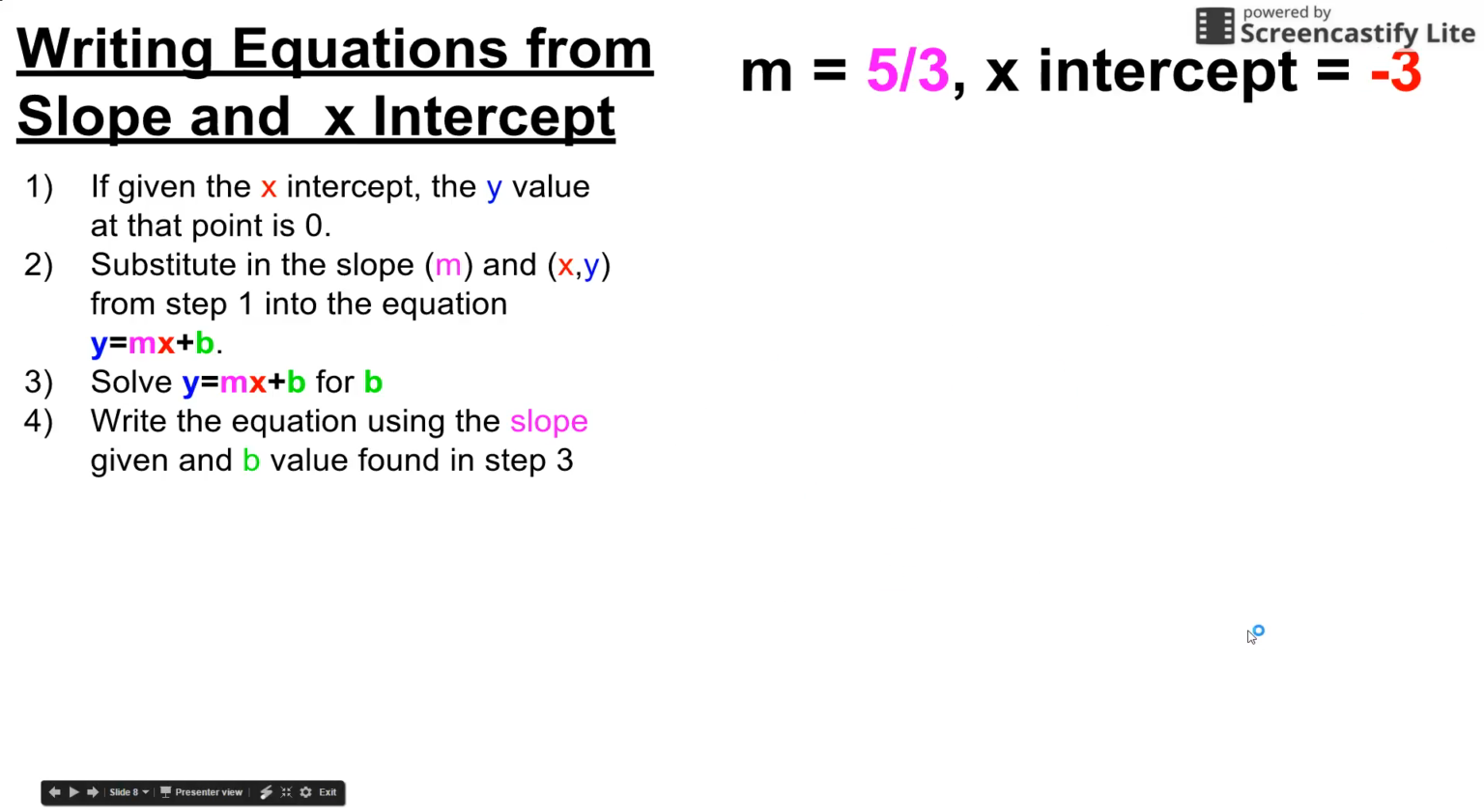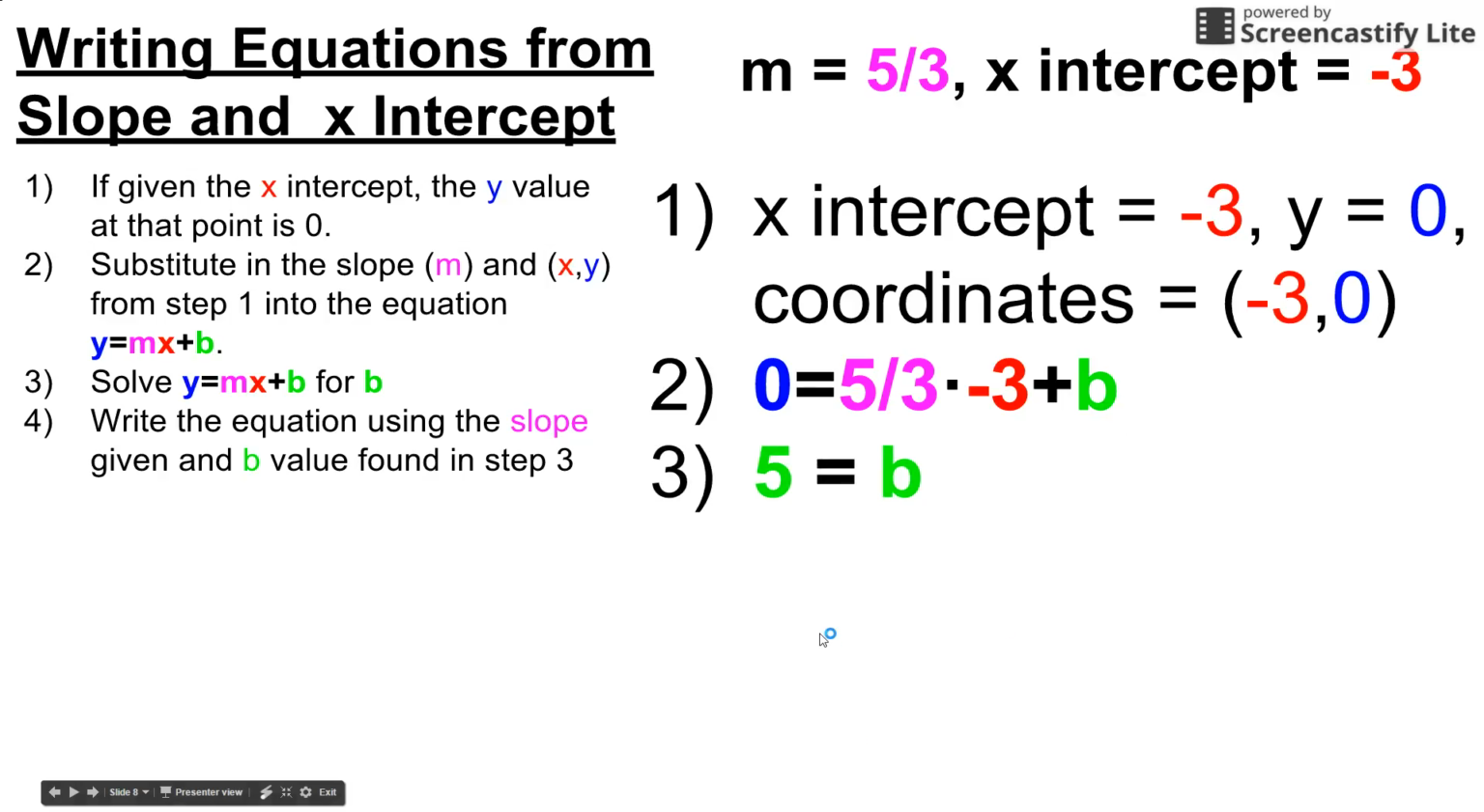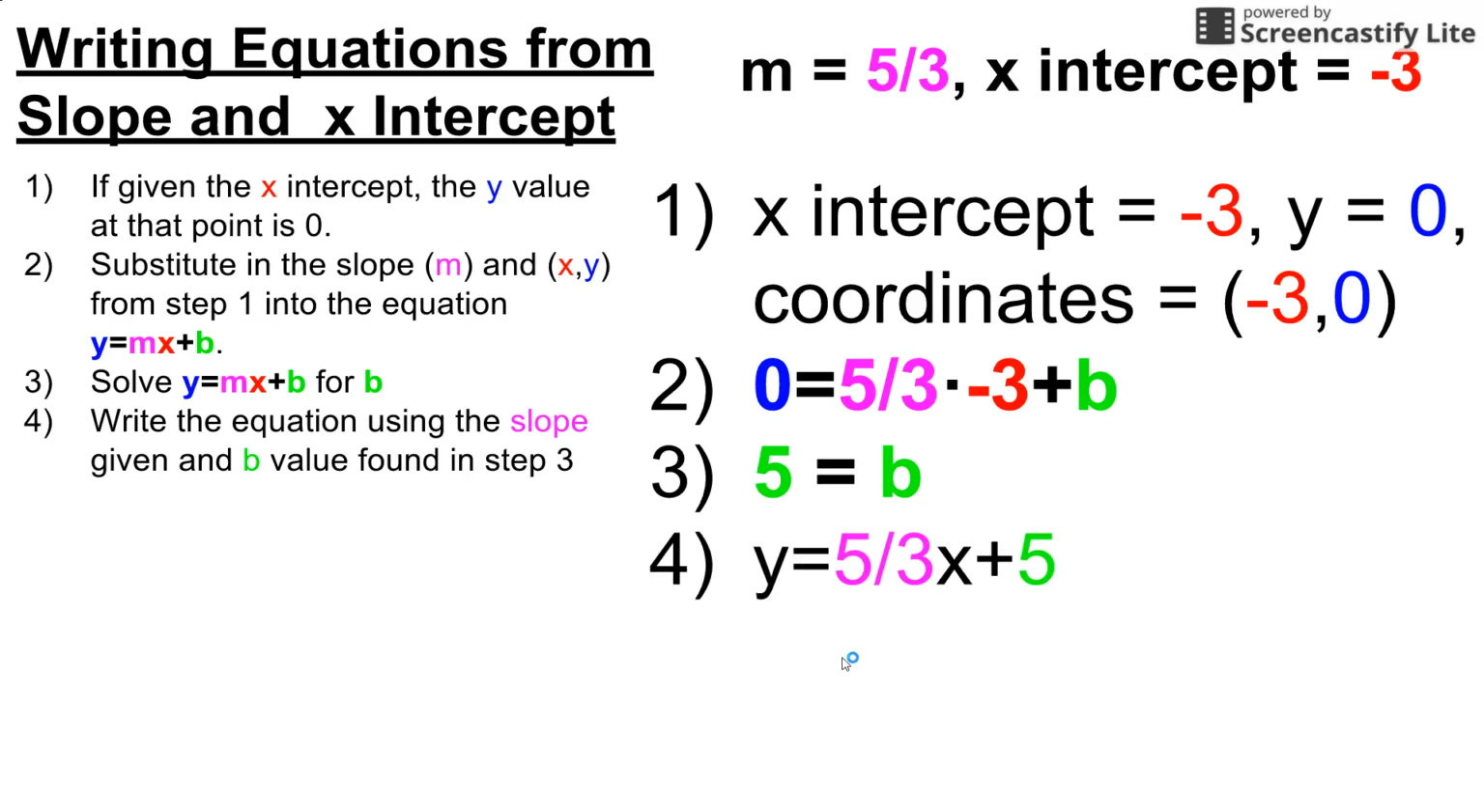We're going to give it another try. If your slope is 5/3 and your x-intercept is -3, first step, what's the y value at an x-intercept of -3? It's 0, always. So we've got -3, 0. Substitute that into our equation: 0 equals 5/3, that's our slope, times -3, that's our x value, plus b, that's what we're trying to find. When we rearrange that equation, we get 5 equals b. We put that and our slope into slope-intercept form and get y equals 5/3 x plus 5.